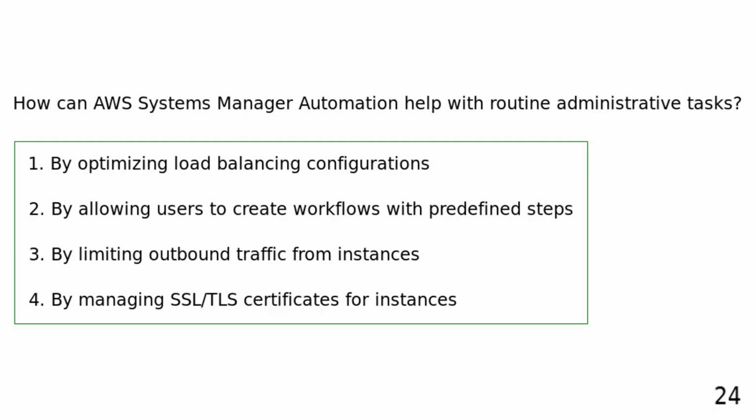How can AWS Systems Manager automation help with routine administrative tasks? By optimizing load balancing configurations. By allowing users to create workflows with predefined steps. By limiting outbound traffic from instances. By managing SSL/TLS certificates for instances.